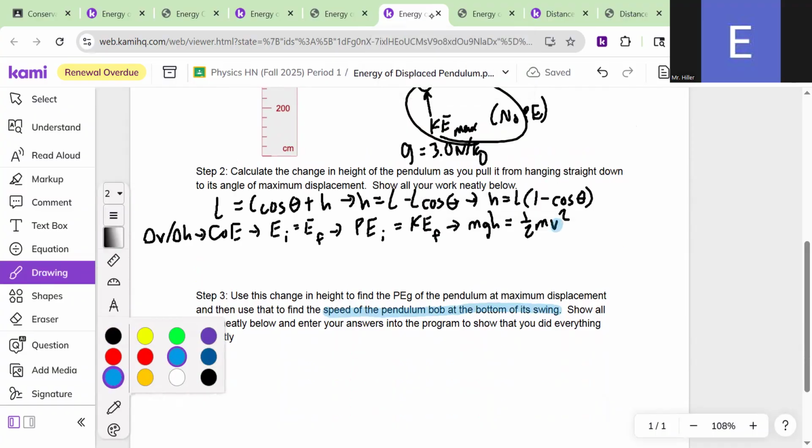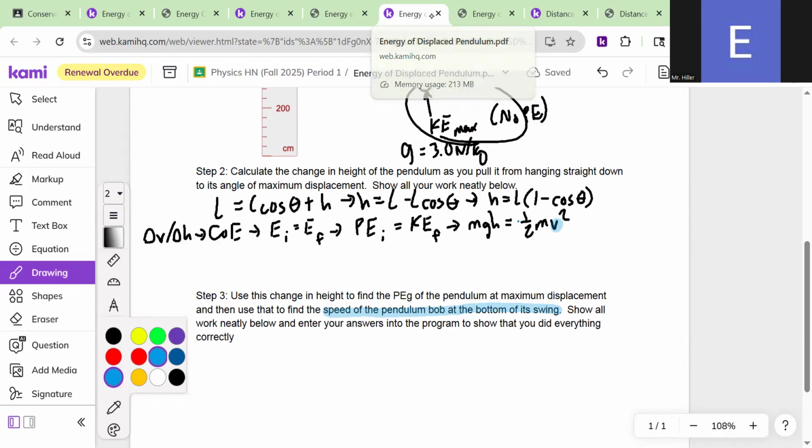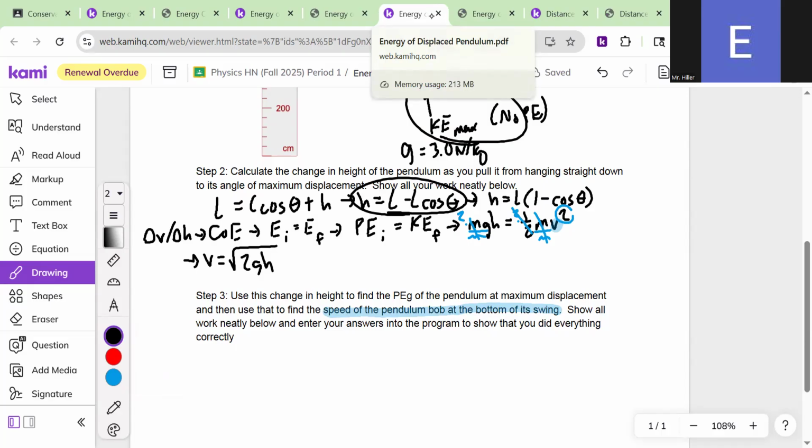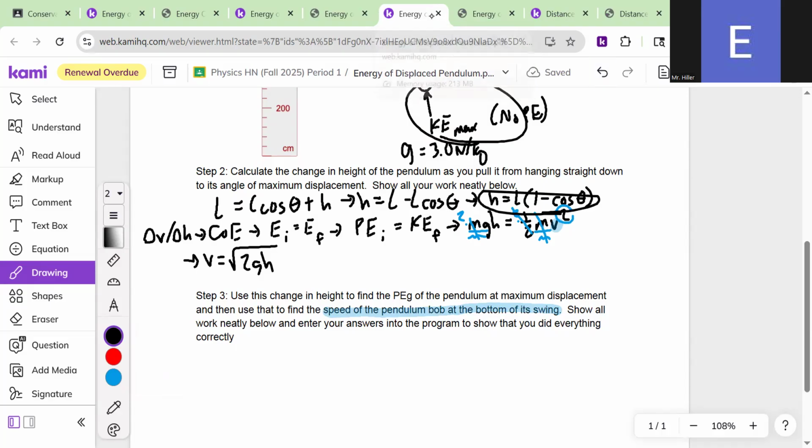Now, in order to solve for v, we have to get rid of the half, the m, and the square. We'll start by multiplying by 2. There goes the half. When you divide by mass, it divides both sides. This is mass independent, which is nice. And then all you have to do is take the square root. So I get v is equal to the square root of 2gh. But remember, what was h? H was L times the quantity 1 minus cosine theta. So I would rewrite this as the square root of 2gL times 1 minus cosine of my angle.